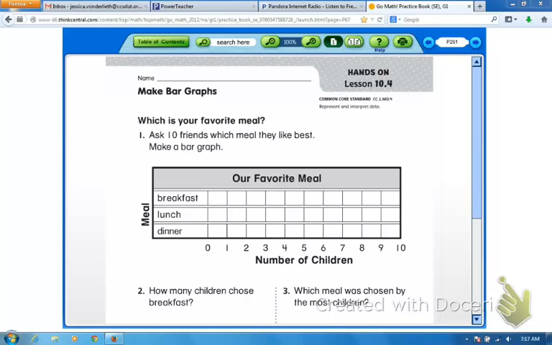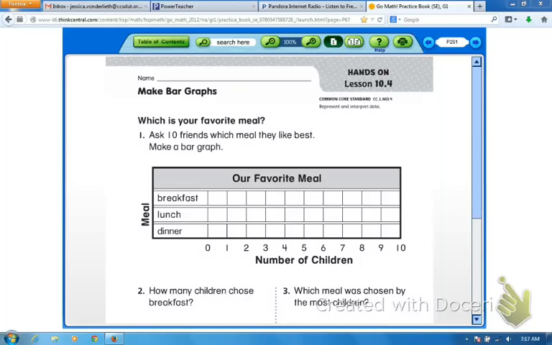For lesson 10.4, we are making bar graphs, and our question we're trying to answer is, how does a bar graph help you compare information? The last couple of lessons we've been doing a picture graph, and we learned that the difference is on a picture graph we draw a symbol to represent a number or a quantity, and for a bar graph it's a solid bar that we fill in.